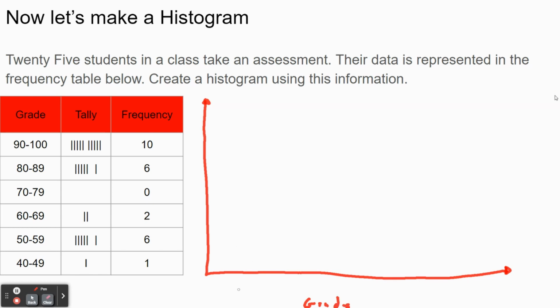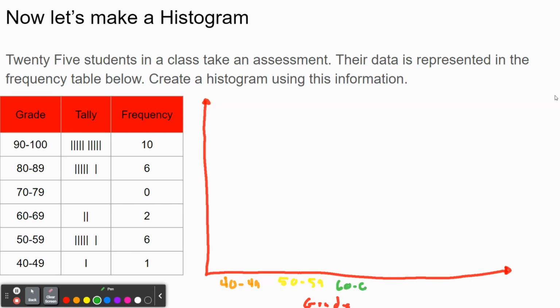And we're going to just list them in order. I think I'm going to do this in reverse order because that makes a little bit more sense. We'll have a section that is 40 to 49. Section that is 50 to 59.